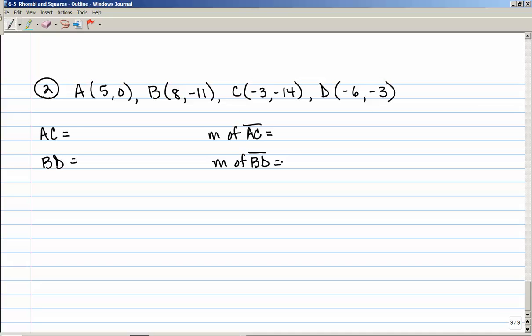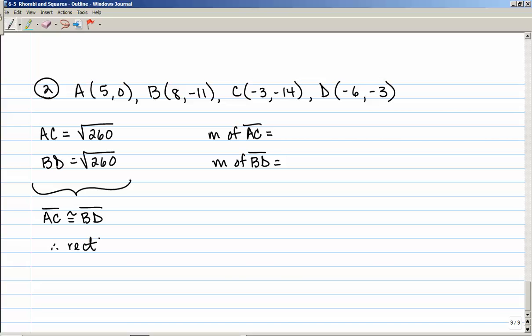And using the program in my calculator, I get that the length of AC is the square root of 260, as is the length of BD. It is also the square root of 260. So AC is congruent to BD. Therefore, it is a rectangle. Because my diagonals are congruent, they have the same length.